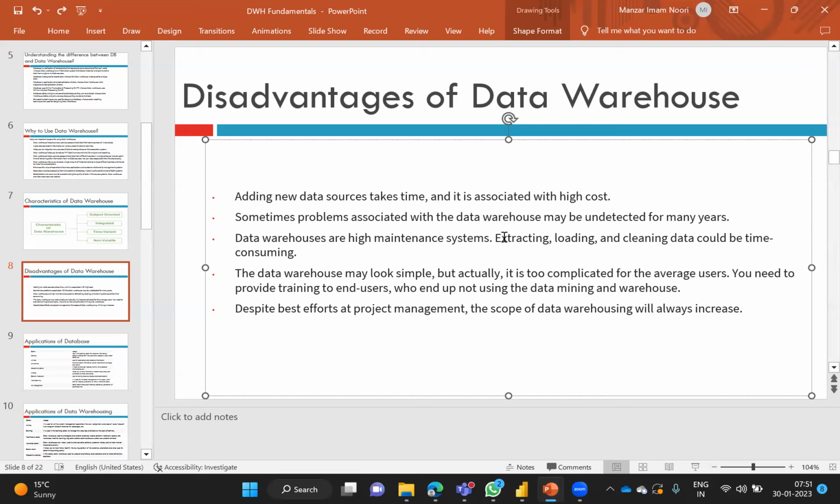So you have to keep up with all of these technologies when you are working on these systems, working as an analyst or working in data warehousing systems. You have to keep up with all of these new technologies coming in every day.